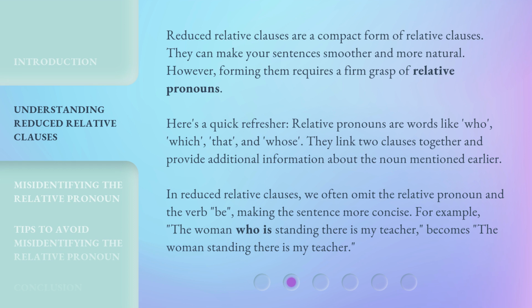Here's a quick refresher. Relative pronouns are words like who, which, that, and whose. They link two clauses together and provide additional information about the noun mentioned earlier. In reduced relative clauses, we often omit the relative pronoun and the verb be, making the sentence more concise. For example, "the woman who is standing there is my teacher" becomes "the woman standing there is my teacher."